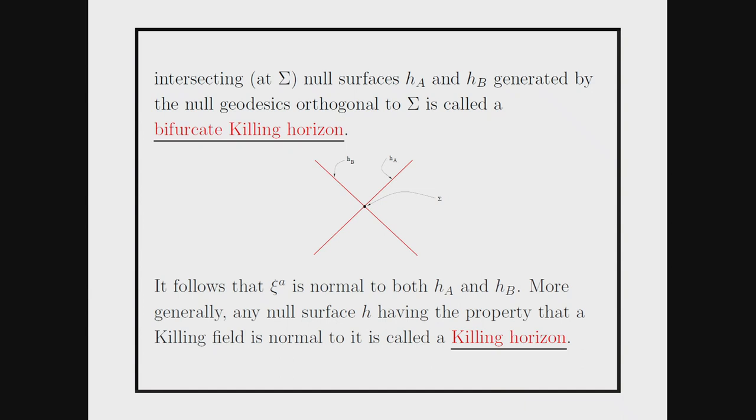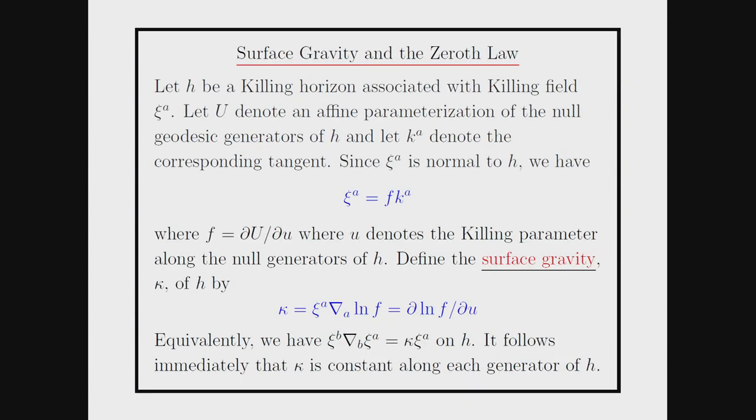The Killing field is then normal. Now, normal means tangent for a null surface. I mean, normal implies tangent. In fact, it is precisely tangent to the null geodesic generators of the horizon. So in this bifurcate Killing horizon case, the Killing field is tangent to both of these horizons. More generally, if we have any null surface that has the property that a Killing field is normal to it, I will call that a Killing horizon.